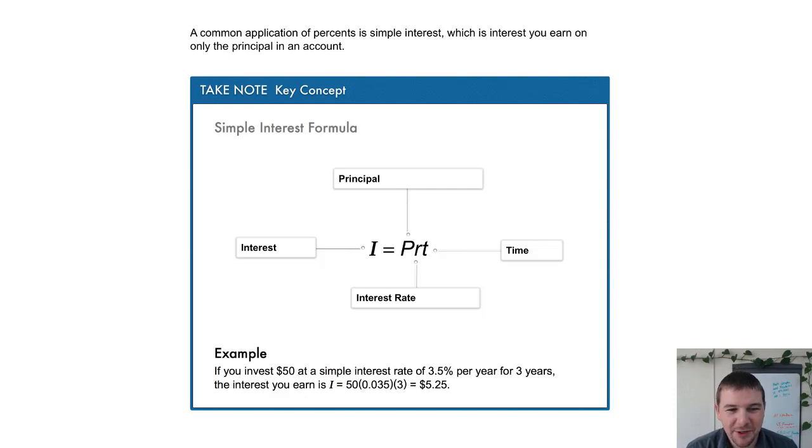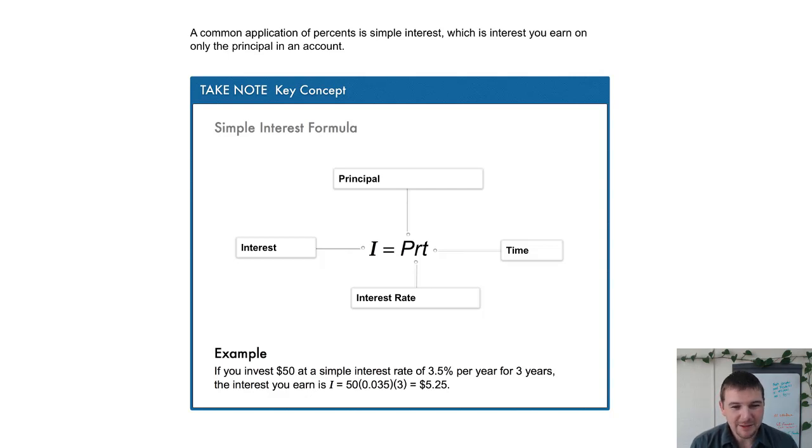Simple interest is interest you earn only on the principal of an account. So when you put money in the bank, typically you put it into an account that earns some interest. So your money grows in the bank. The bank pays you for keeping your money with them. They actually take your money and they invest it. And their goal is to grow the money that you have in their bank faster than they pay you interest on that money. So for them, it's a business of making money, and they try to invest it and get returns greater than the interest they're paying you.